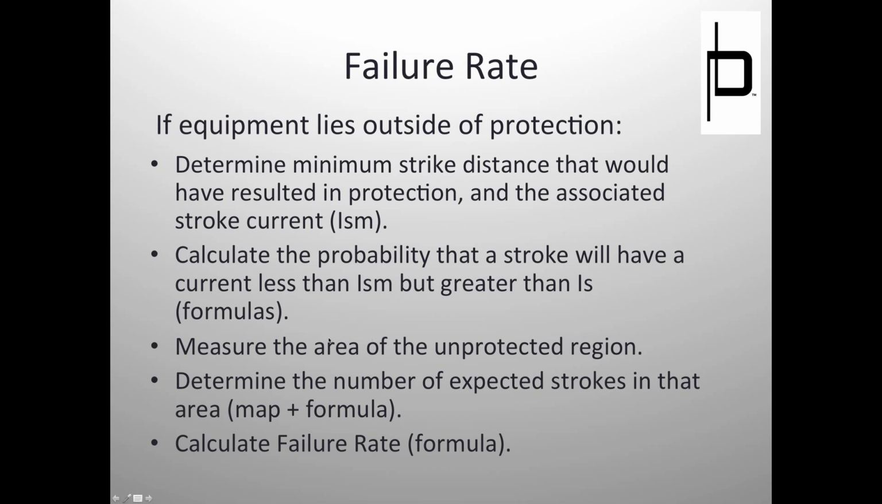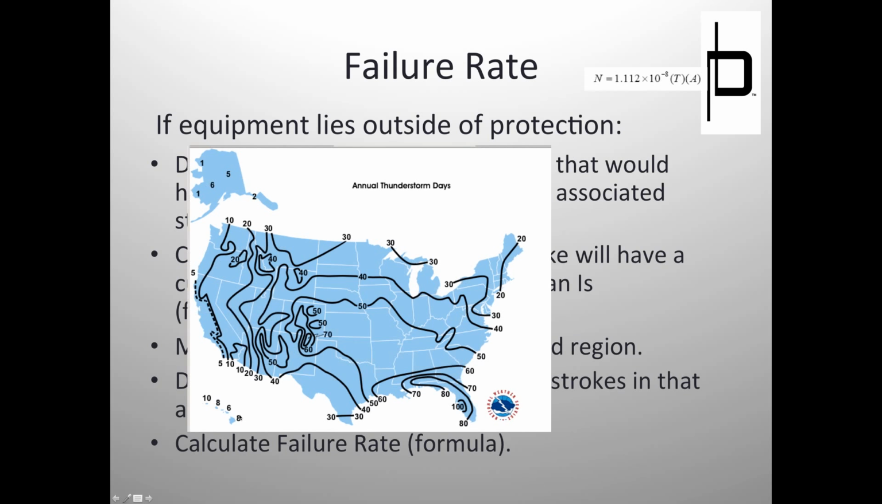Then we want to measure the area of that unprotected region, because that area will be added to a formula to determine the number of expected strokes in that area. This is from the National Weather Service. It is called an isokeraunic level map. You see a bunch of numbers on this map. The numbers represent thunderstorm days. If thunder was heard that day, someone counted it. So out of a year, this is how many days will have at least one strike of lightning or heard thunder.